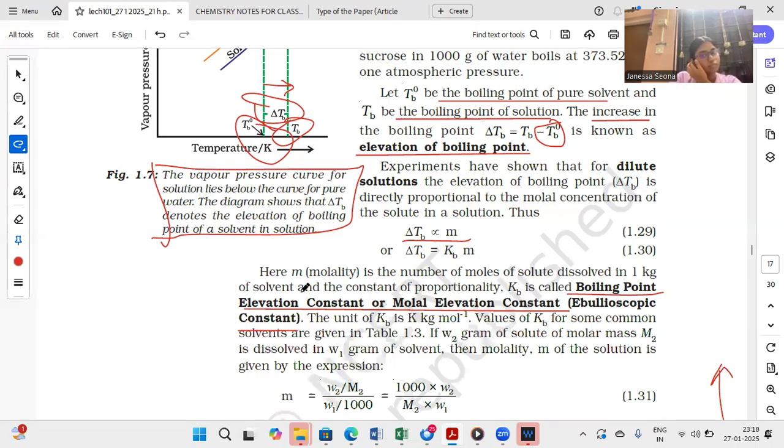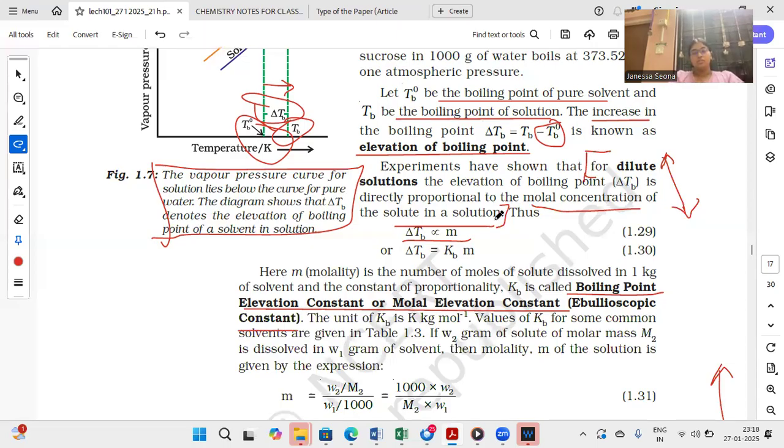Experiments have shown that for dilute solutions, the elevation of boiling point is directly proportional to the molar concentration of the solute. This is very important. Emma, can you please read once again? From here: For dilute solutions, the elevation of boiling point is directly proportional to the molar concentration of the solute in solvent. That's all.